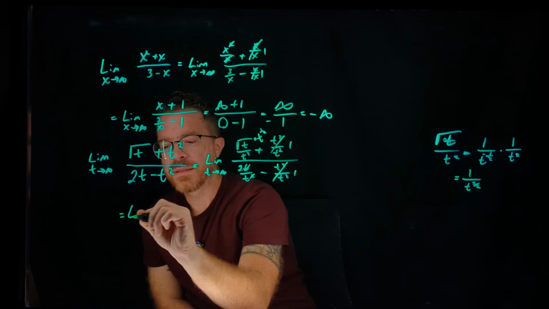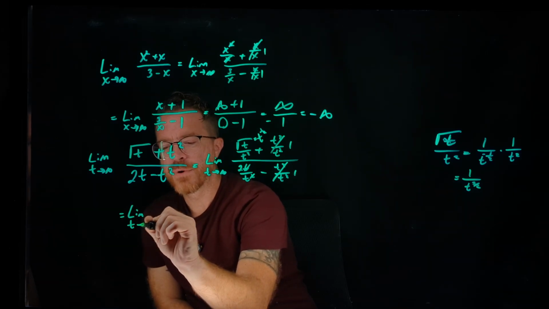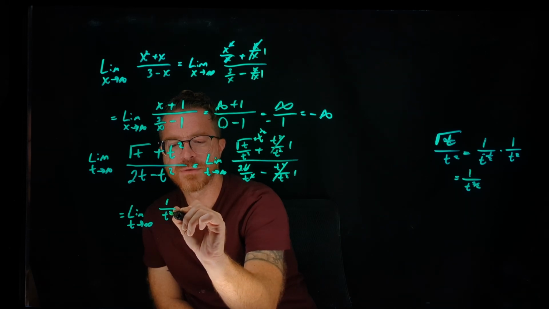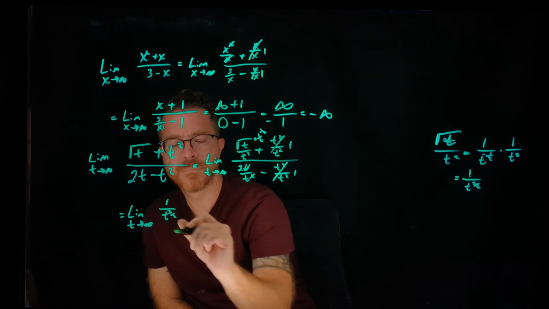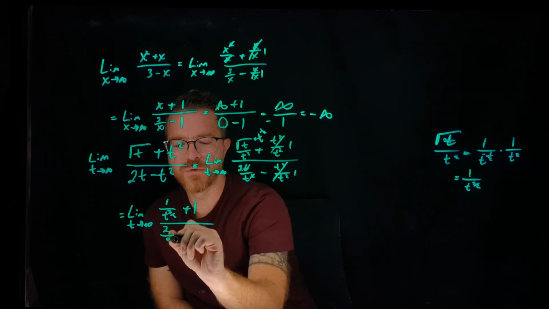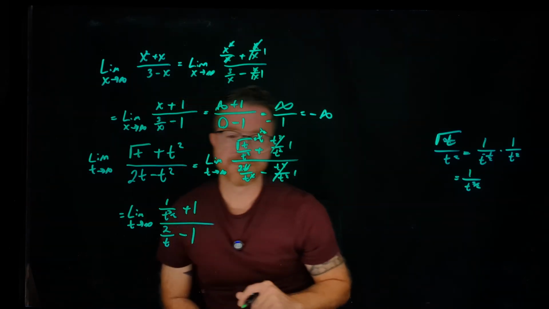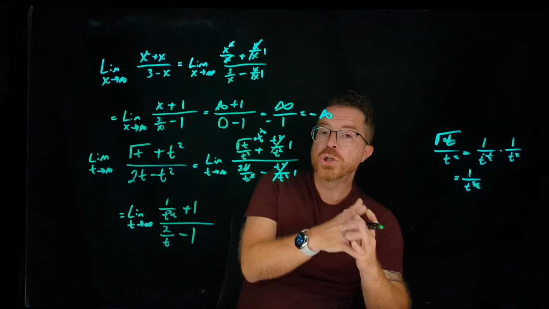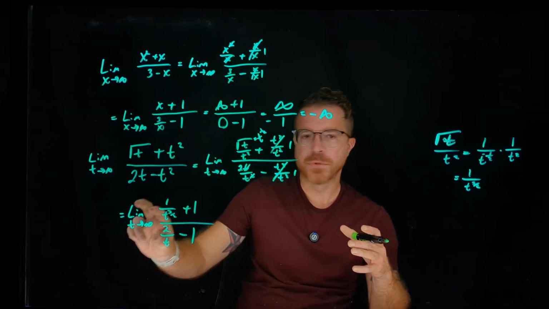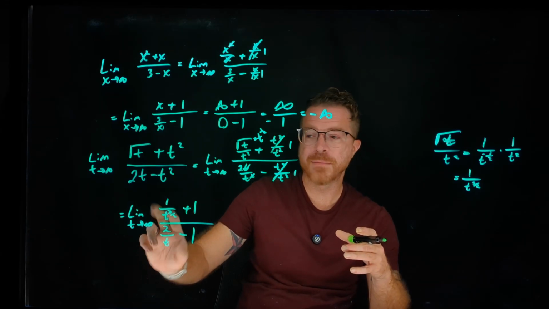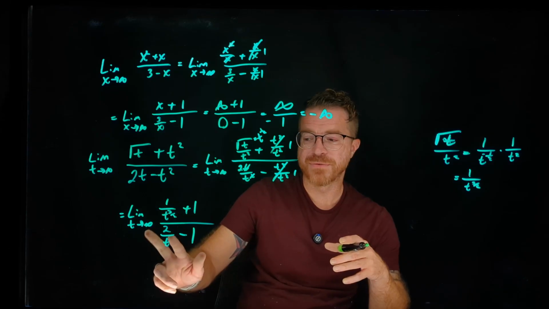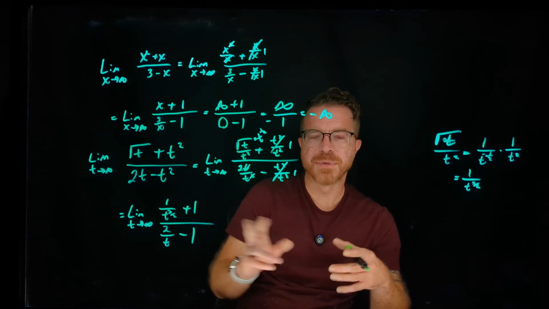So this leaves us with the limit as t approaches infinity of (1 over t to the 3/2 plus 1) divided by (2 over t minus 1). Now that we're at this form, we should be able to plug in infinity to see what's going to happen, right? Because again, by the laws of limits, we can take the limit of the top over the limit of the bottom. The limit of the top becomes the limit of the first term plus the limit of the second term, and the limit of the bottom becomes the limit of the first term, in this case minus the limit of the second term.